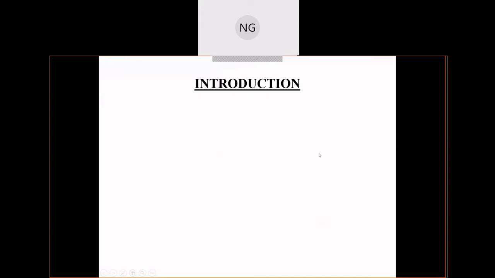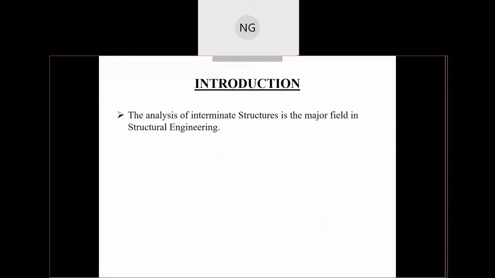In the introduction part, the analysis of indeterminate structures is a major field in structural engineering. We know that structural engineering is one of the fields in civil engineering. In that, the main two things are coming: first part is the analysis part, second part is the design part.